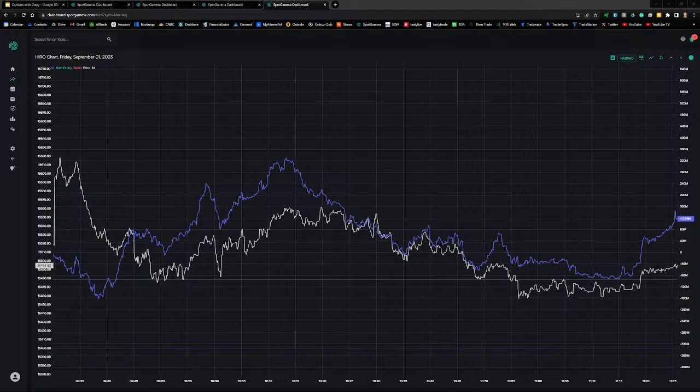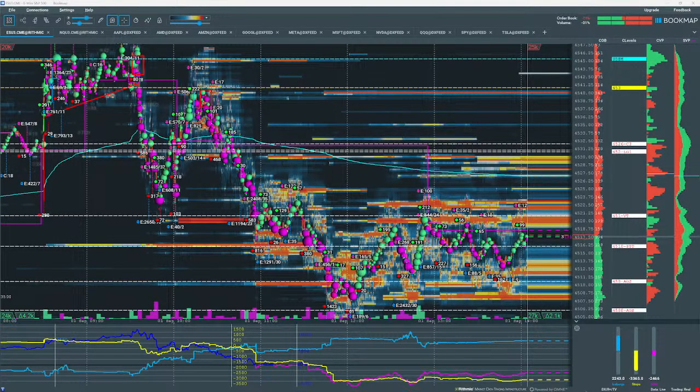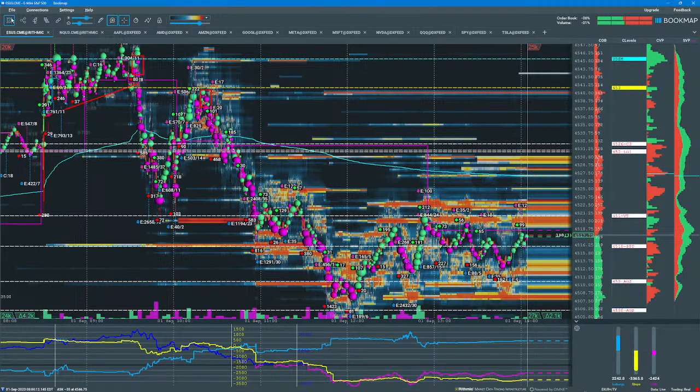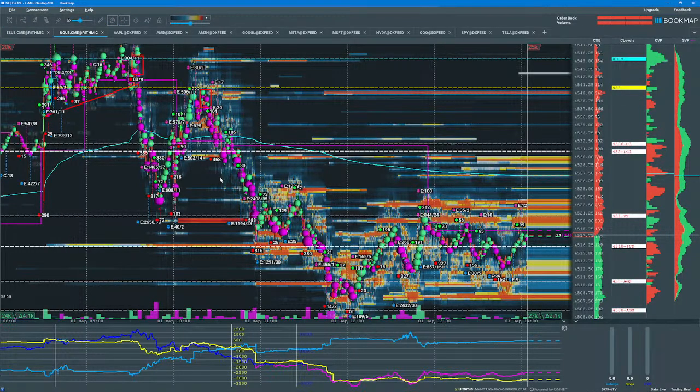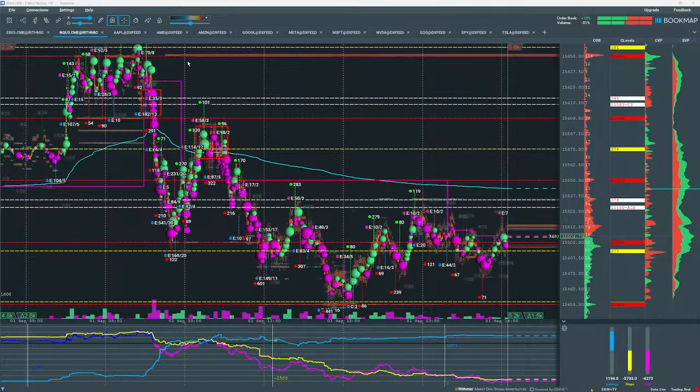All right, let's go take a look at NASDAQ and Bookmap. So pretty similar setups. And so trend break here. A lot of aggressive sellers come in. Aggressive sellers.